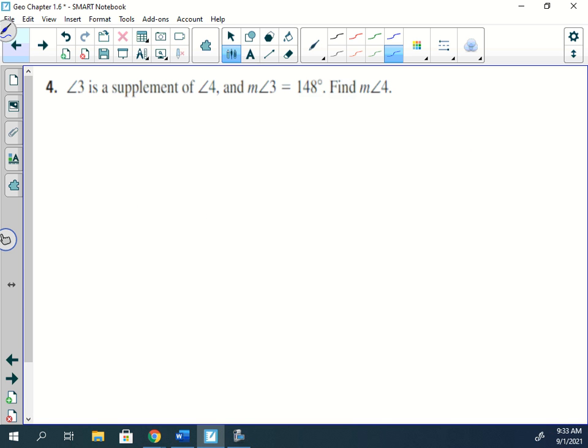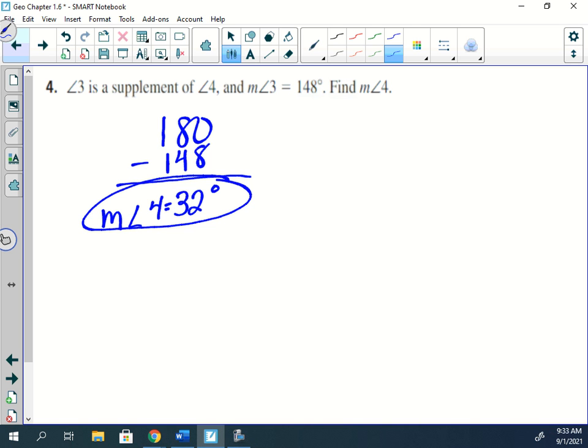Angles 3 and 4 are supplementary angles. The measure of angle 3 is 148. Supplementary means? And what are we going to subtract from it? 148, 32 degrees. This is going to be the measure of angle 4. Questions on this here? We good with this here? Awesome.